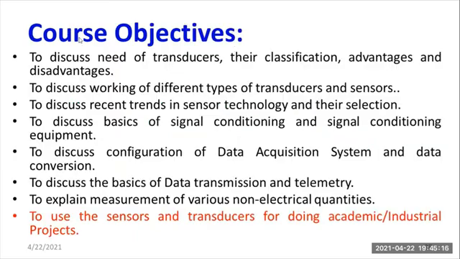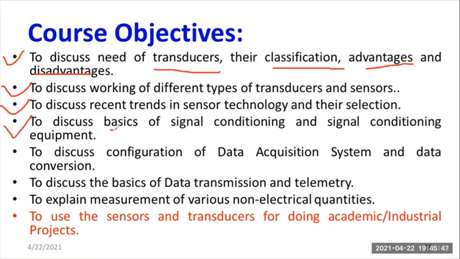So the main course objectives are as follows. To discuss the need of transducers, their taxonomy, pros and cons, and you have to be familiar with different types of transducers and their working, and also you have to be familiar with the sensors. Okay, and you have to bifurcate transducers and sensors, and discuss the recent trends in sensor technology and the selection. How do you select the sensors, and what are the cutting edge technologies? What are the current trends that you have to identify?